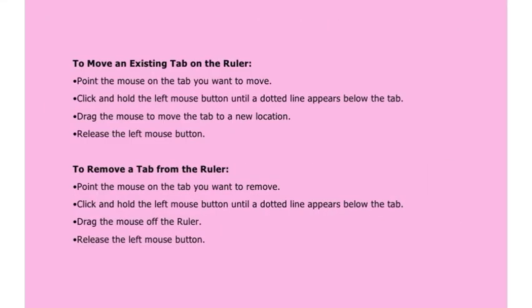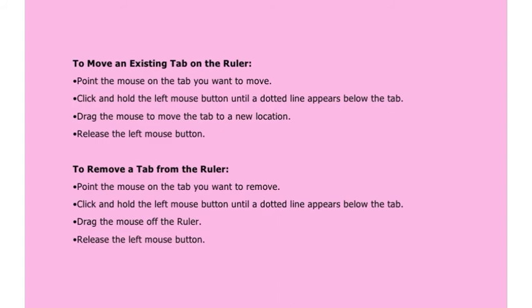Now move a tab. To move an existing tab on the ruler, first point the mouse on the tab you want to move, then click and hold the left mouse button until the dotted line appears below the tab. Next, drag the mouse to move the tab to the new location. Then release the left mouse button.